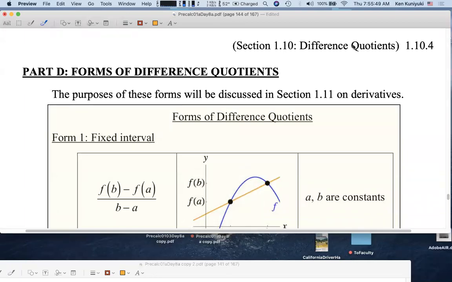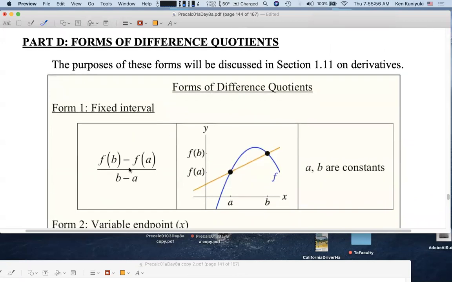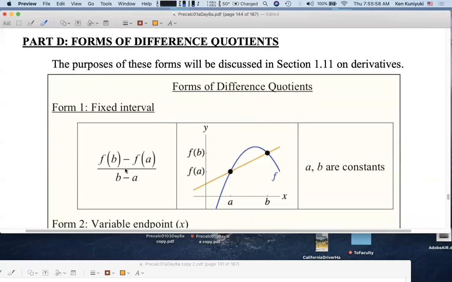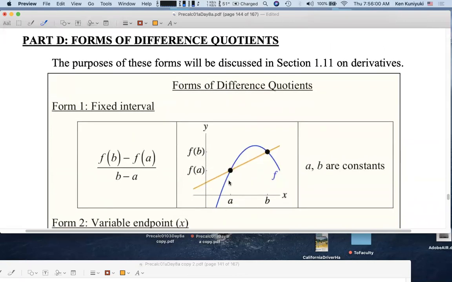Hi, everyone. So let's now talk about different forms of difference quotients. The first form I discussed involved fixed values for a and b, and therefore fixed function values. Well, the form of the difference quotient is the slope of the secant line, rise over run, f of b minus f of a all over b minus a. You should know that. This is the average rate of change of f on this interval.